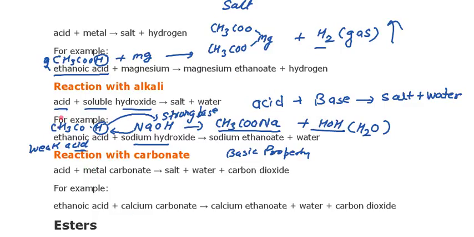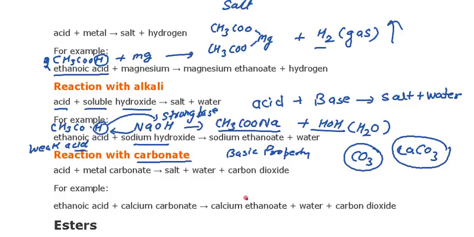Next, the reaction is when an acid reacts with carbonates, meaning metal carbonates. Carbonate is represented by CO3. For example, any metal carbonate such as MgCO3 or CaCO3. Whenever an acid reacts with that, it always forms salt, water plus carbon dioxide. For example, ethanoic acid, CH3COOH, reacting with calcium carbonate, CaCO3.